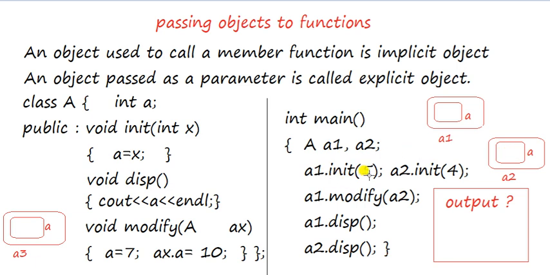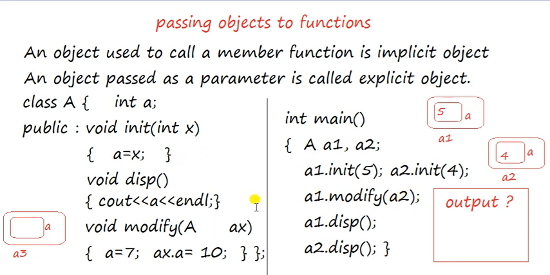And when you say A1.init(5), the control will come here. This A is of A1, so A1's A is initialized. A1's A is given 5, that will come. And similarly A2's A we have set to 4. Okay. Then you are calling the modify function. When you call modify, A1 is passed implicitly and A2 you are passing as a parameter.